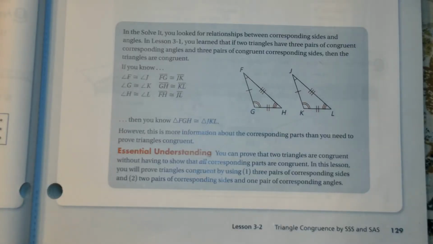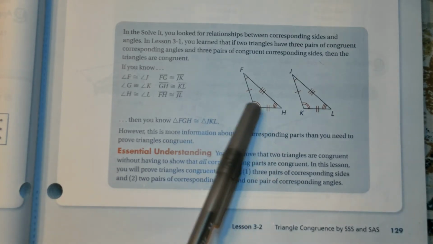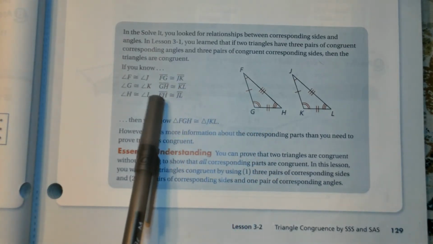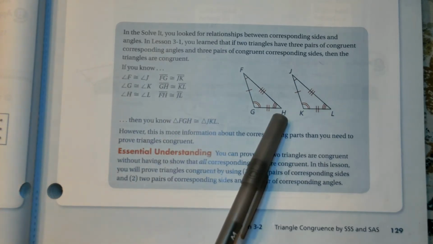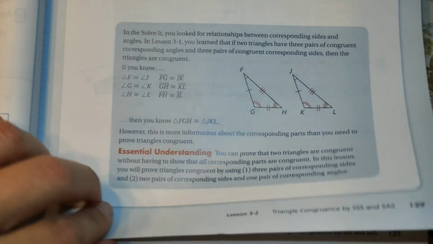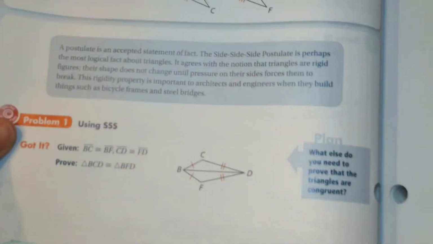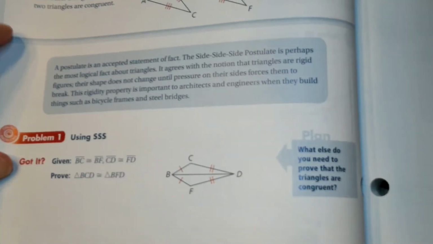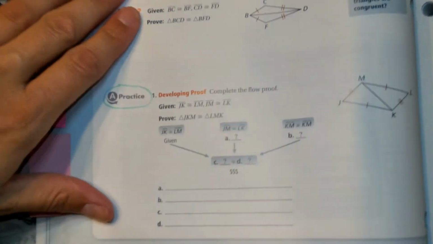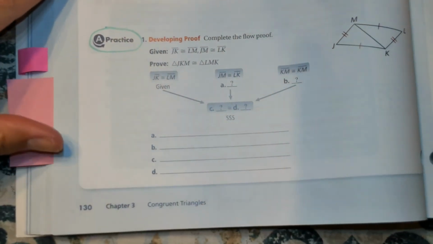All right, so now we're going to take a quick look in the book. This is page 129. This is what we wrote in our notes about the corresponding parts of the congruent triangles. Okay, and you can read that and get more information on your own. What I want to do, I have to rearrange this real quick, is this flow proof. Let's see if I can show it. Right there, that one. So the bottom of page 130.